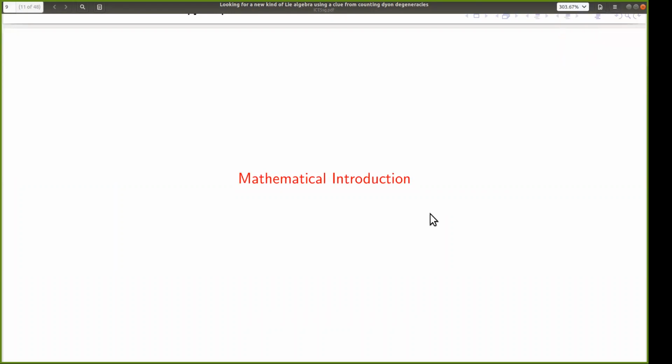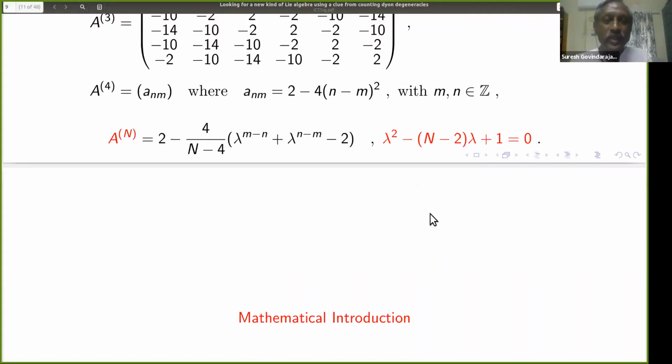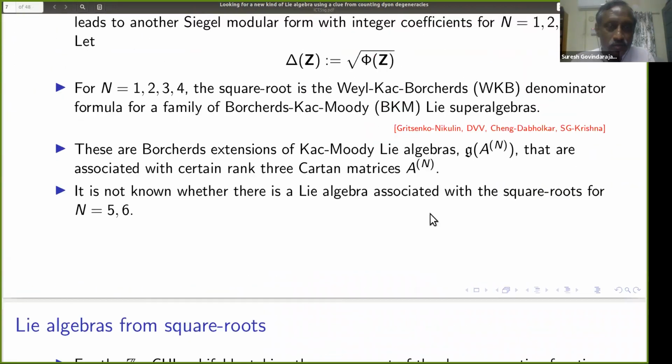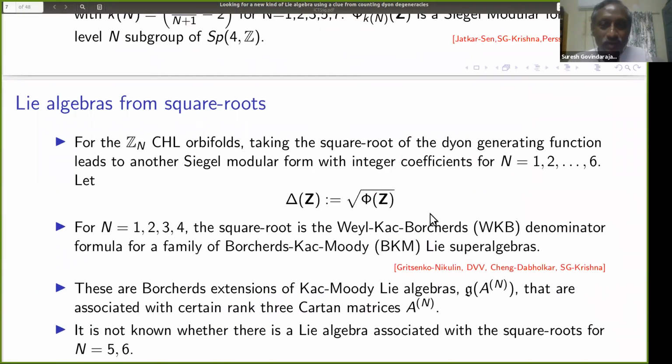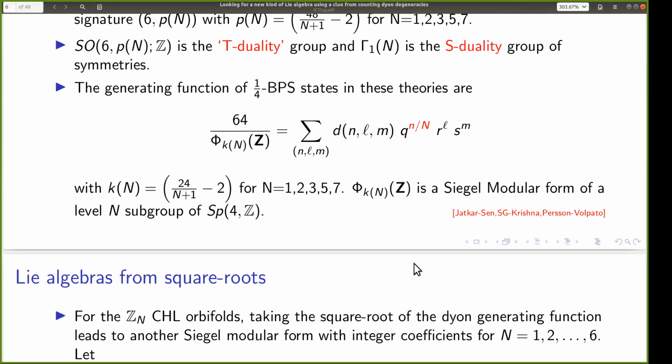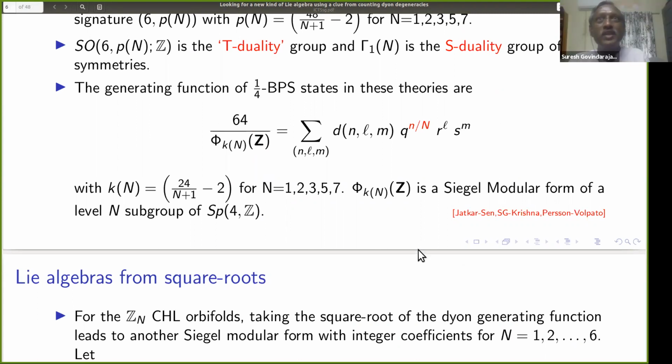Hi Suresh, a quick question. Yes. Why SP4? I didn't quite catch that. Why SP4? Okay. We don't know why. But the point is that there are 3 charges, and they combine to form this Z. And the Siegel modular form, this is just the upper half space. That's it. So I don't know a deep reason how.